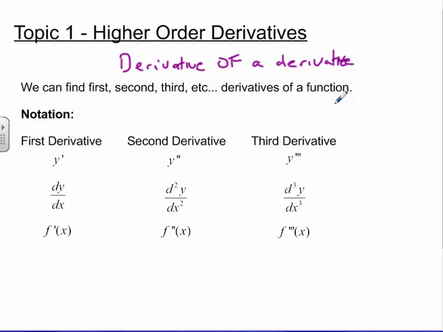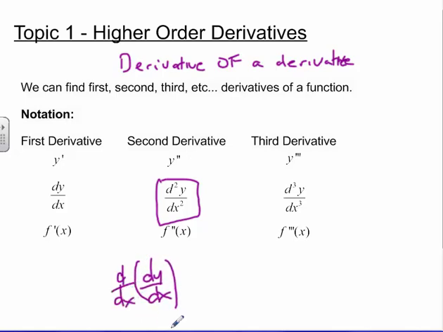So the notation's pretty straightforward here. Often we'll write 2 little hashes next to y prime or 3 little hashes next to y prime. This notation here is the Leibniz version of the notation, where essentially you have dy over dx, and what you're being asked to do is take the derivative of that.